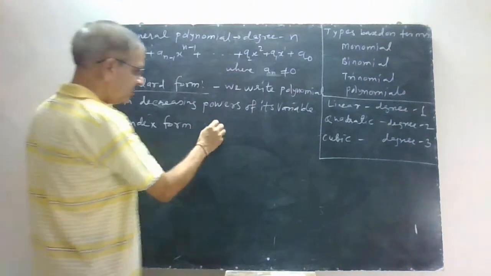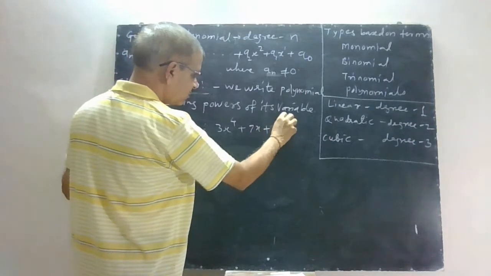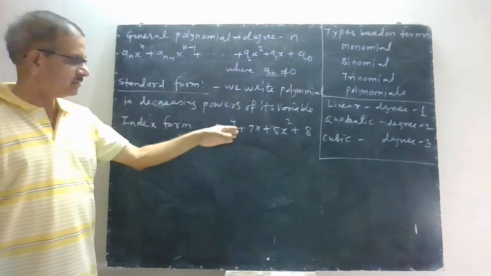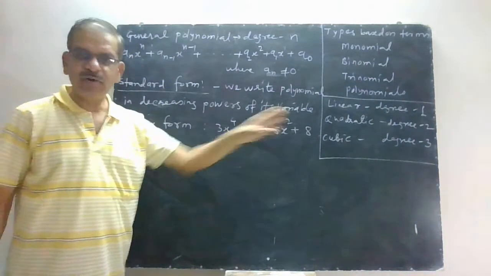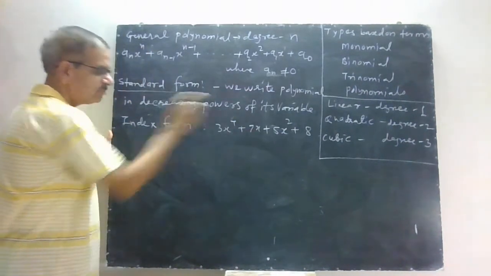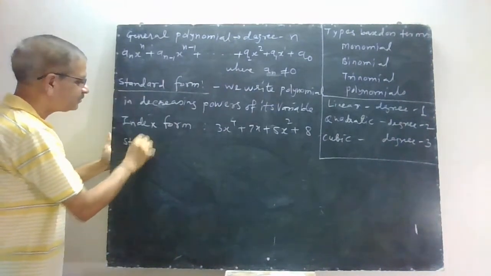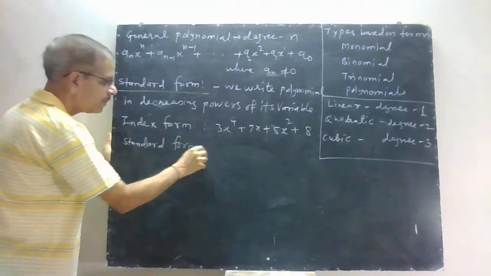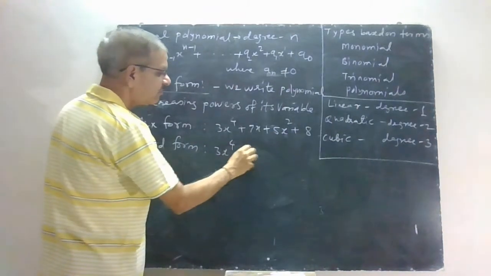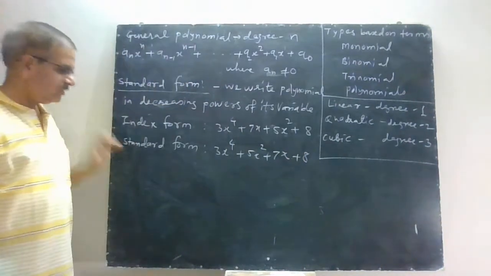Suppose you have a polynomial 3x raised to 4 plus 7x plus 5x square plus 8. Now this is not in standard form because the terms are not written in decreasing powers. First write down its standard form. The maximum power is 4, so it is 3x raised to 4, then the power is 2, so 5x square, then the power is 1, so 7x, and plus 8. Now this is what we call standard form.